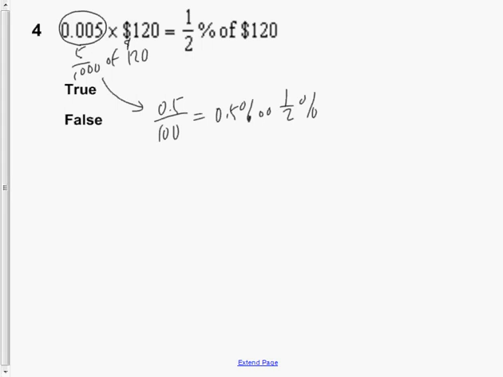And therefore, these two numbers that I just circled here and here are expressing the same amount. They're expressing 1/2 of 1%, and therefore they are the same thing. So the answer is true.